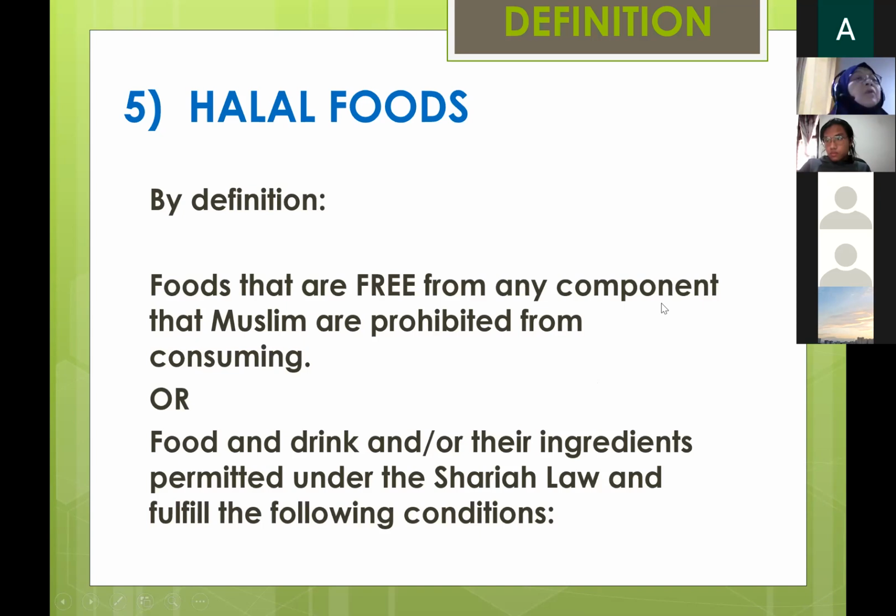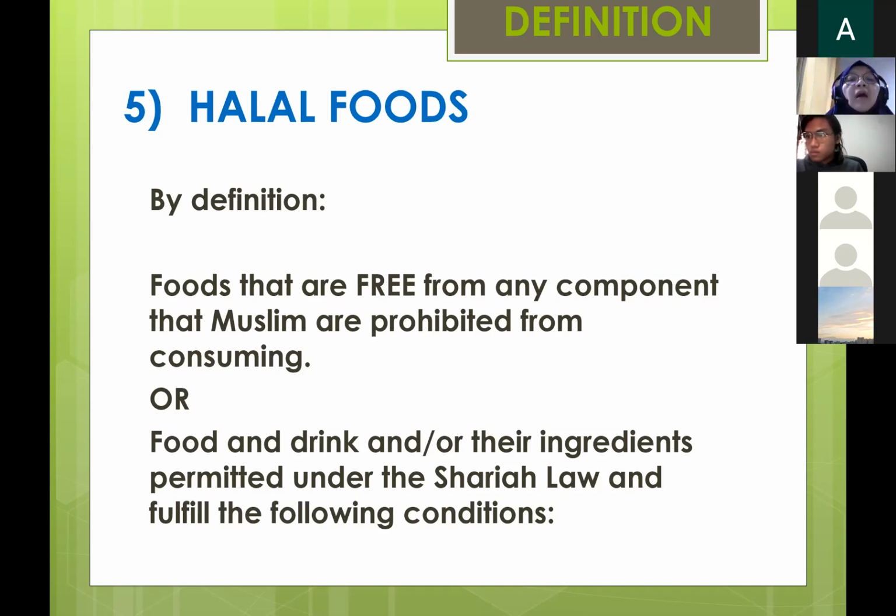Now let's continue regarding halal food. By definition, just now I asked you, what is halal food? Some of you said halal food is food based on Sharia law. But then we ask more. What is an example, or what in Sharia law relates to food? What are the conditions when you say based on Sharia law or fatwa?